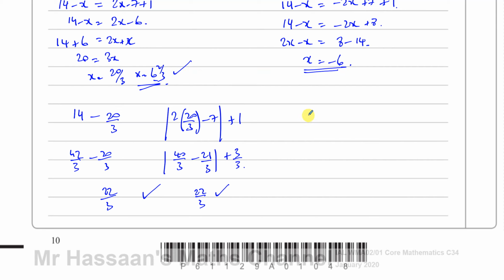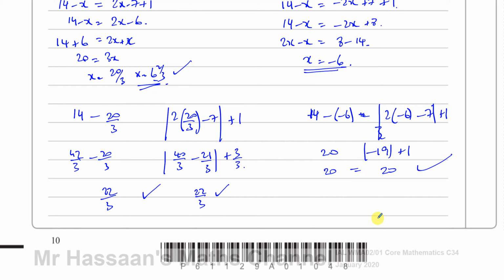And we can do the same with this. We have 14 minus x, so 14 minus minus 6 on this side is equal to, well, we'll see if it's equal at the end, 2 times minus 6 minus 7, modulus, plus 1. So this is going to be 20 on this side. And here you're going to have minus 12 minus 7. That's minus 19, but in the modulus sign, plus 1. Well, that gives you 20 on this side, because negative 19 in the modulus sign comes out as 19, plus 1 is 20. So we know they're the same. So therefore, we know that both of those are true solutions.